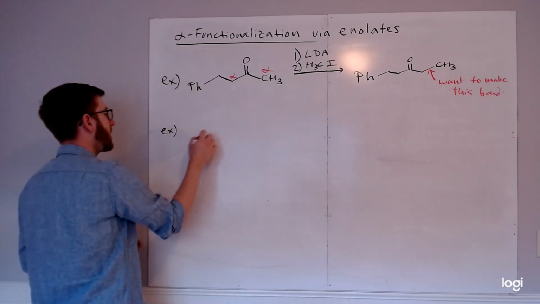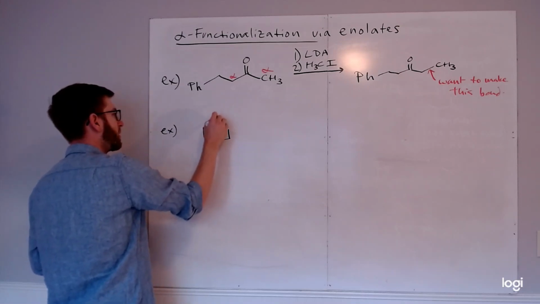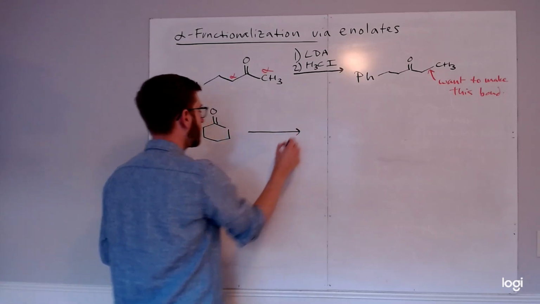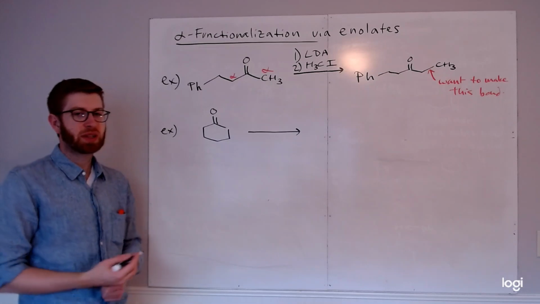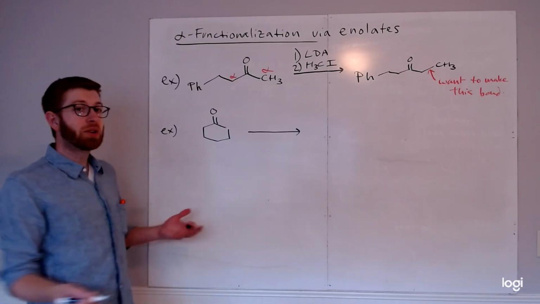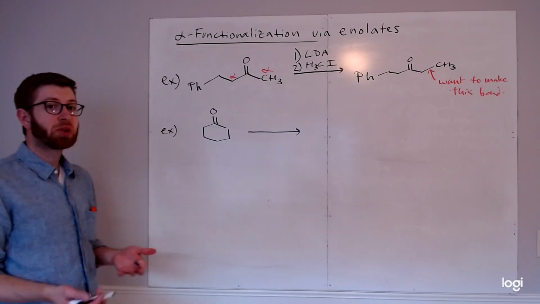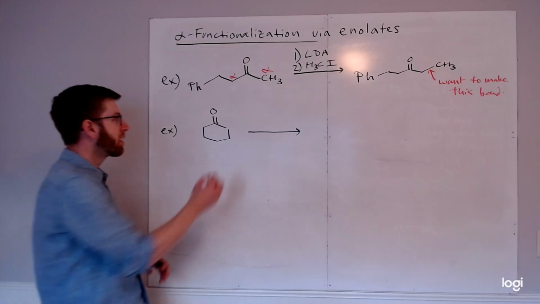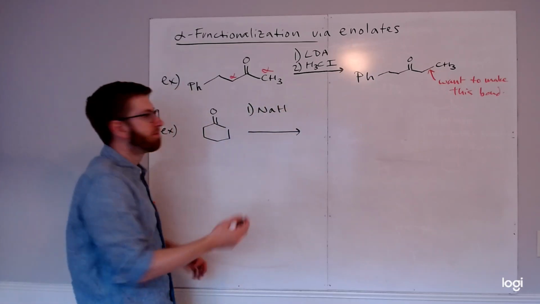So maybe we wanted to take a cyclic ketone. And here I've got two alpha positions, but they're equivalent to each other. So there's no regioselectivity issue that I'm worried about here. So here you could choose either base. Either LDA or sodium hydride will deprotonate this compound, and they'll give you the same enolate. So whatever you like better. I'm just going to use sodium hydride because, nah.